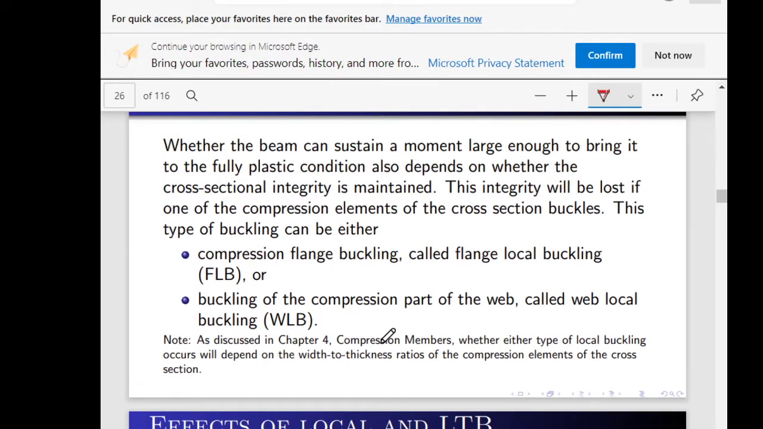Note, as discussed in chapter 4, compression members, whether either type of local buckling occurs, will depend on the width to thickness ratio of the compression elements of the cross section. So remember, for compression members, local buckling depends on the width to thickness ratio of the compression elements.